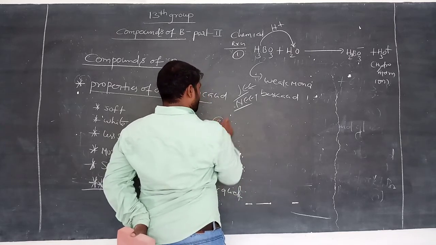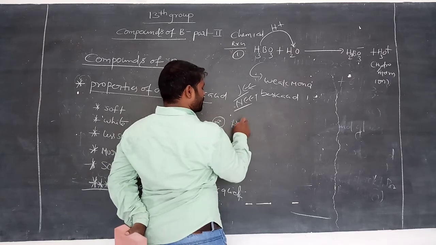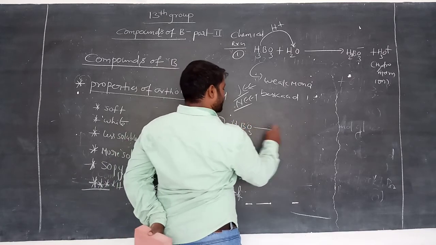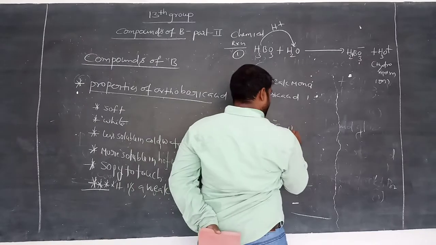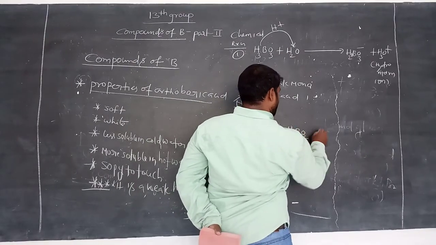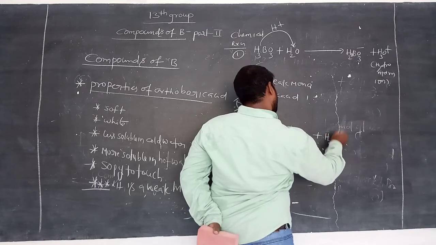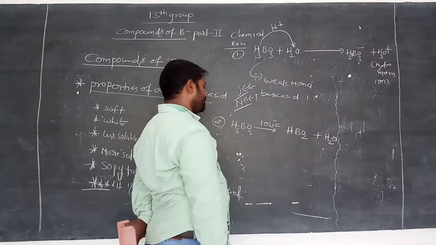And the second one, let us take orthoboric acid. It is heated at 100 degrees Celsius. It gives metaboric acid, HBO2, and water. Okay, clear?